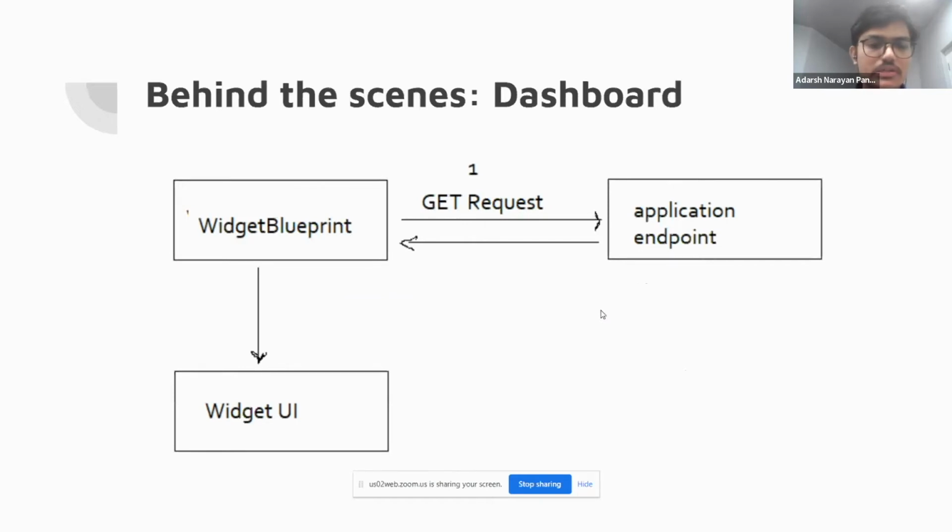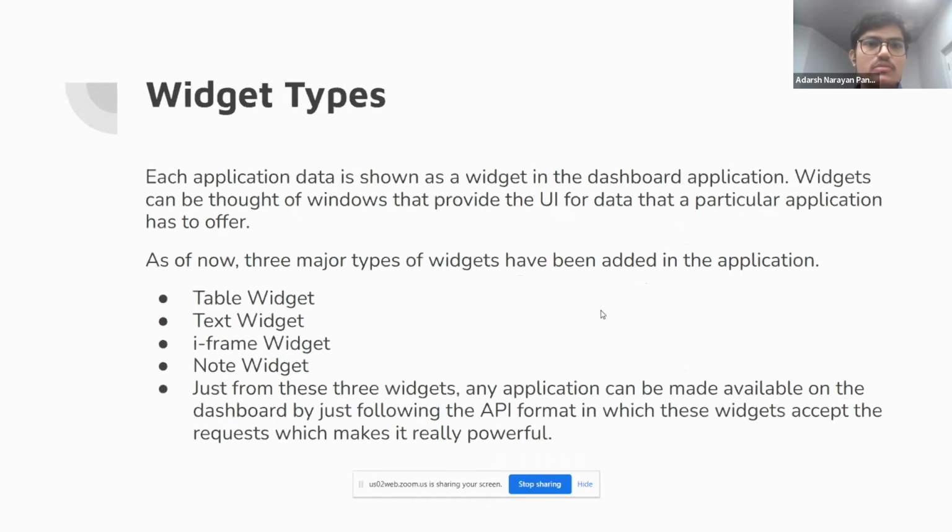and it just renders the UI. So as of now we have 4 different widget types, and any application falling in those 4 different widget types can be added to the dashboard, and it's not user specific. So that's one of the biggest achievements so far.